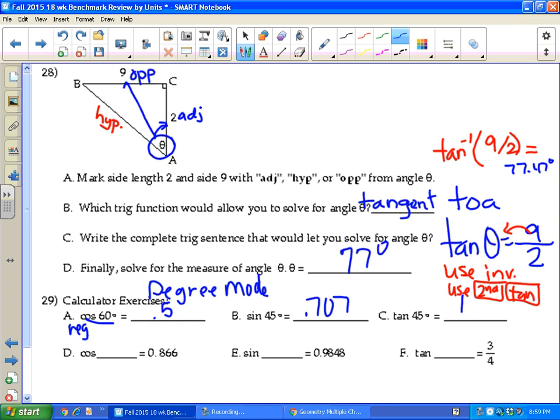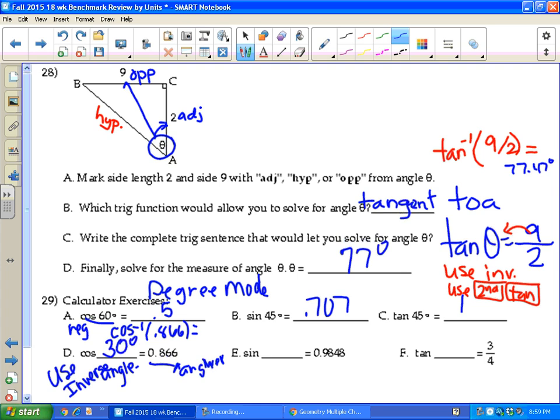All right, this time it says cosine of something equals 0.866. This time I have the answer, but I don't have the angle. So the angle is missing. This is when you have to use inverse. I'm going to type it in as cosine inverse of the answer 0.866, and that should tell me what the angle is. Inverse cosine of 0.866 tells me it's 30.